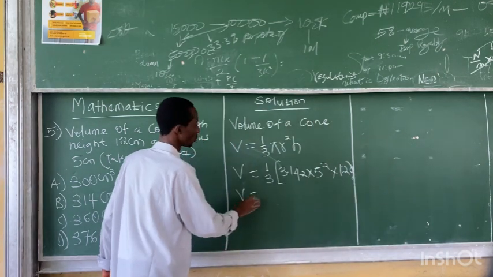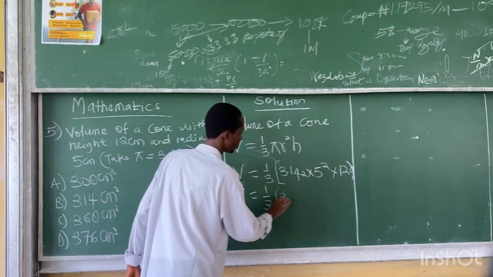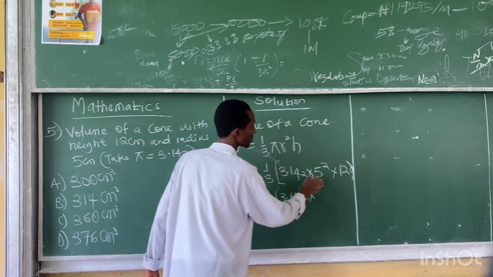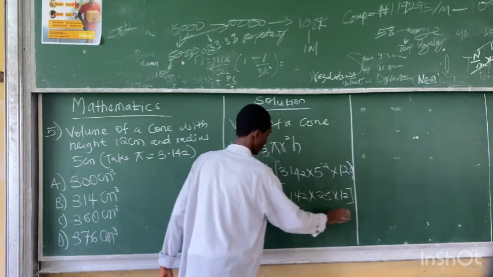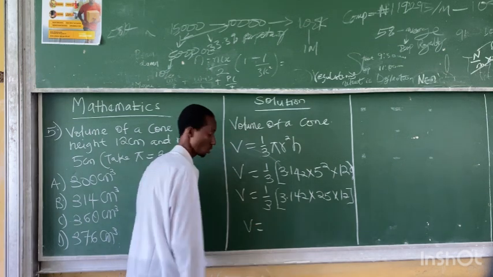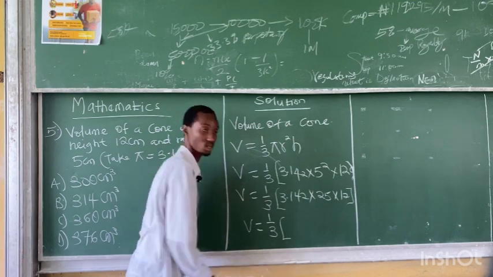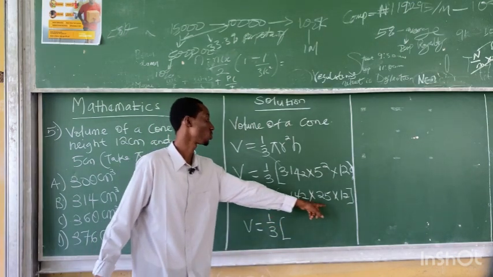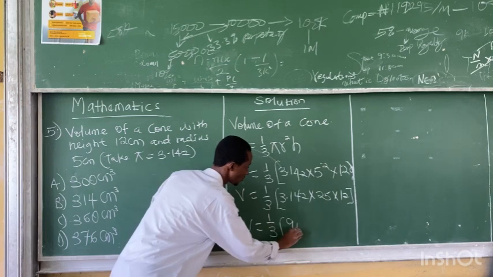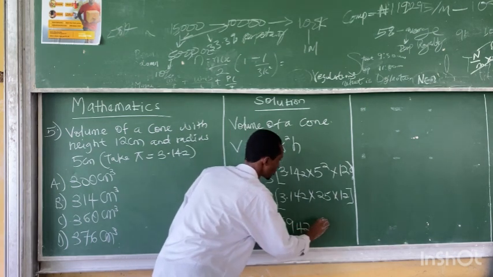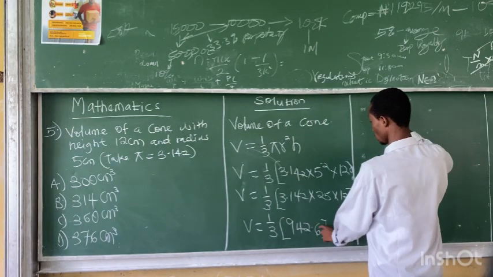V here, the volume of a cone, is given as 1 over 3, 3.142 times 5 squared, which is 25, times 12. Please bring out your calculator and tell us what we have here. 3.142 times 25 times 12 will give us 942.6. Approximately, we can approximate it to 943.